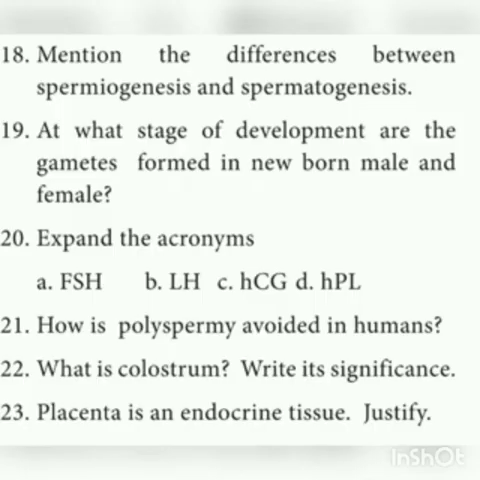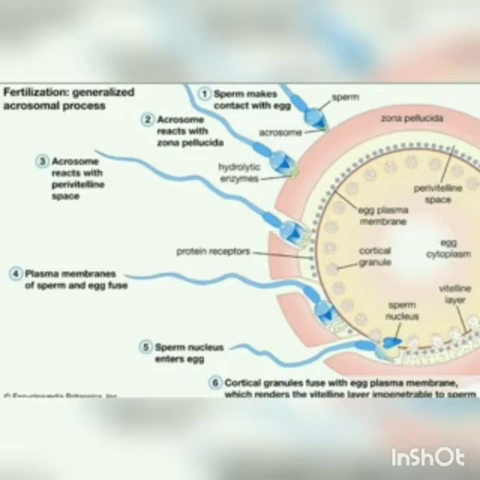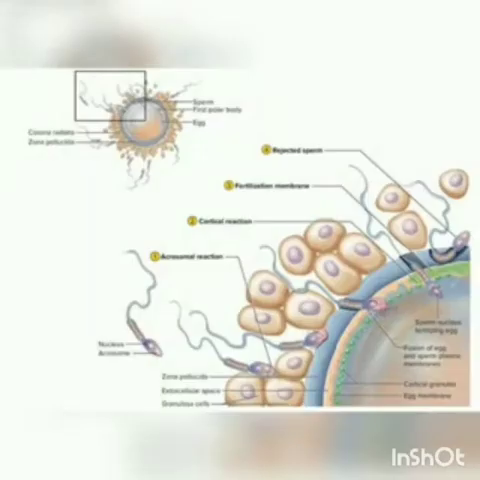And the next one, how is polyspermy avoided in humans? Very important 2-mark question. Once fertilization has happened, that means after the entry of the male gamete into the egg, the cortical granules from the cytoplasm of the egg form a barrier called the fertilization membrane around the ovum. This prevents the penetration of other sperms. That's how polyspermy is prevented. Only one sperm enters into the egg, and the barrier called the fertilization membrane prevents the further entry of other sperms.